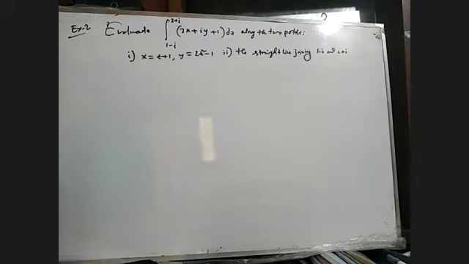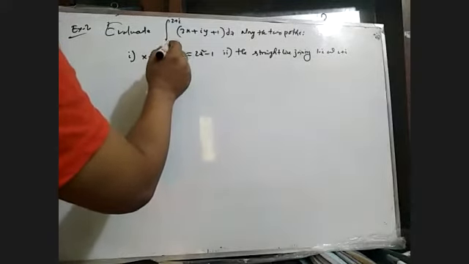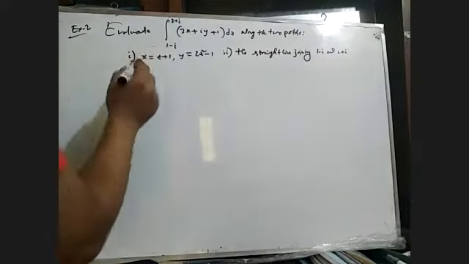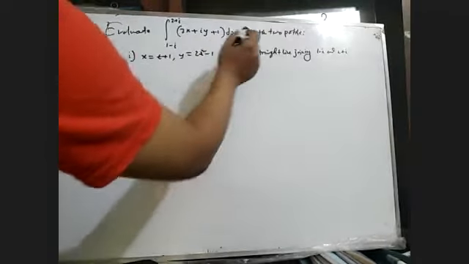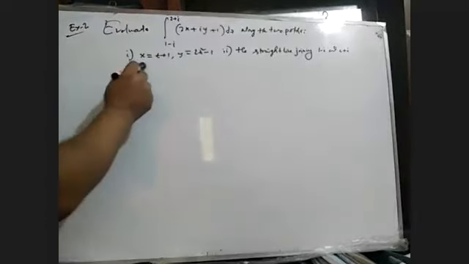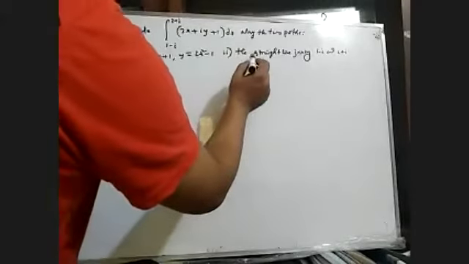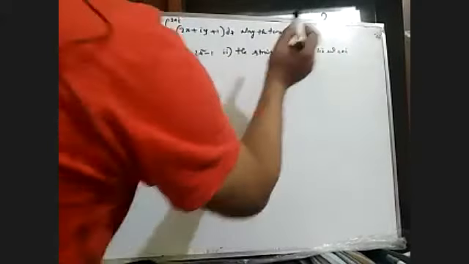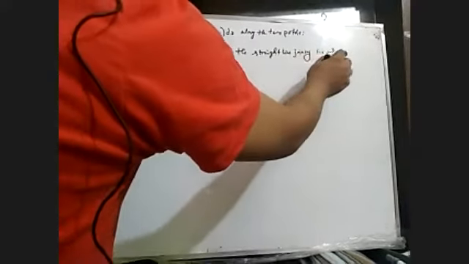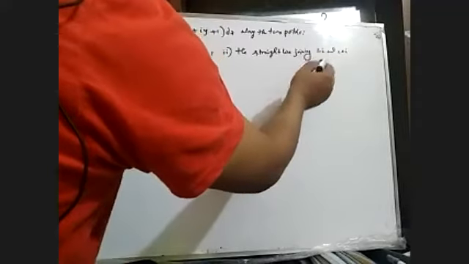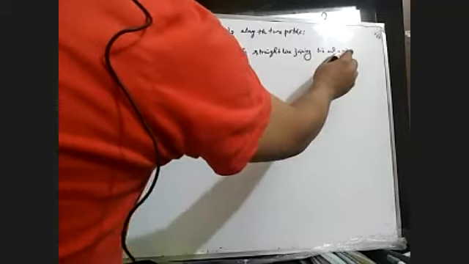Okay, now example 2, another one. Evaluate the complex line integral from 1 minus i to 2 plus i. The function is twice x plus iy plus 1 dz along the two paths. The first path is x equals t plus 1 and y equals 2t square minus 1. And another one, the straight line joining these two complex points, 1 minus i and 2 plus i. 1 minus i means, in Cartesian form, the point (1, -1), and 2 plus i means the point (2, 1).